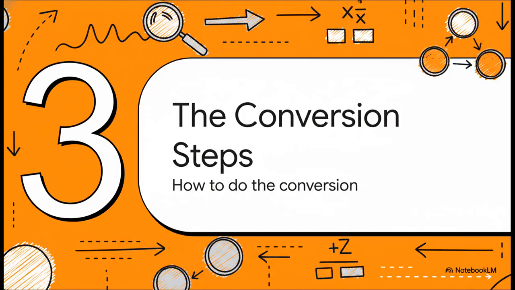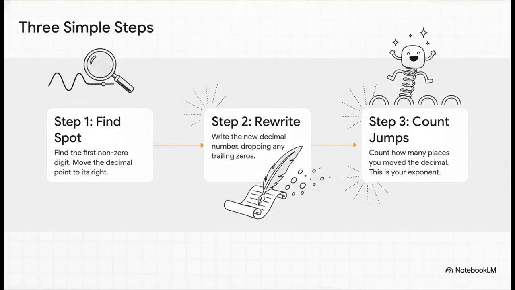Much better, right? Okay, so how do we actually do that? How do we get from that huge, clunky number to the simple, neat one? Well, the process is actually surprisingly easy. Let's break down the 3 simple steps to do it. And we're going to follow these 3 exact steps every single time.